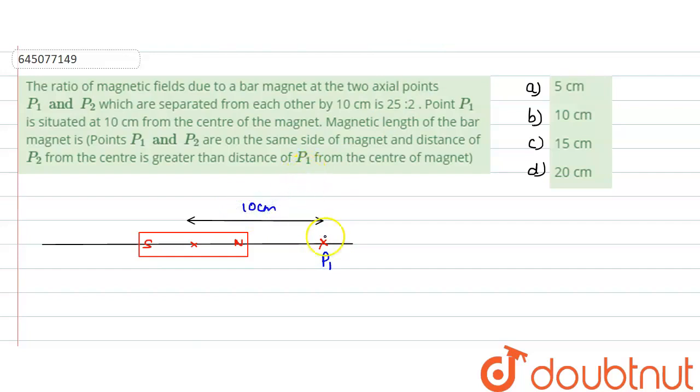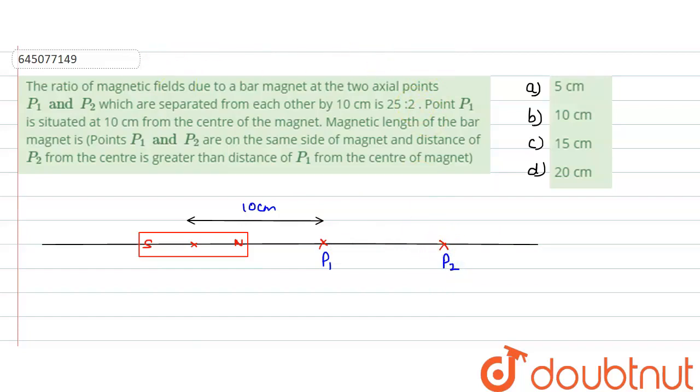Now it is given that P2 is also lying on the same side. It is given that P1 and P2 are on the same side, that is, P2 cannot lie on this side. So P2 would be lying on this side itself. Now, whether it would be lying to the left of P1 or to the right of P1. Now, this is given that P2 is at a greater distance. That means the distance of P2 from the center would be greater. That means if we extend our axial line, P2 would be somewhere here. This would be our P2.